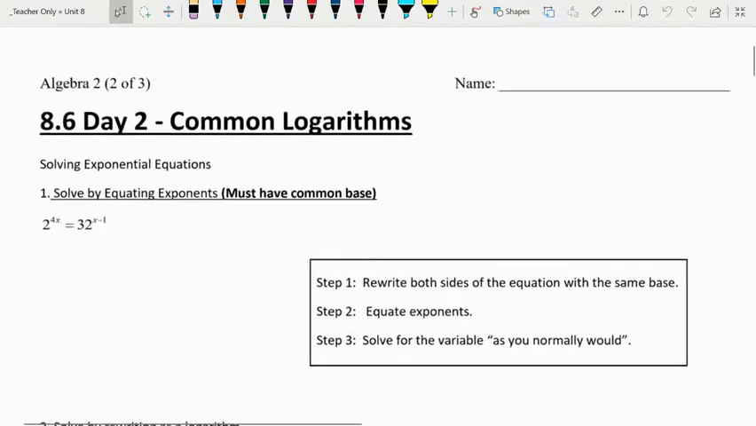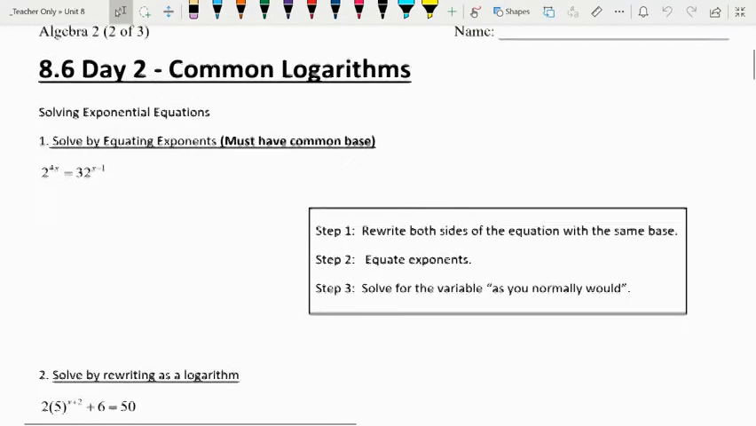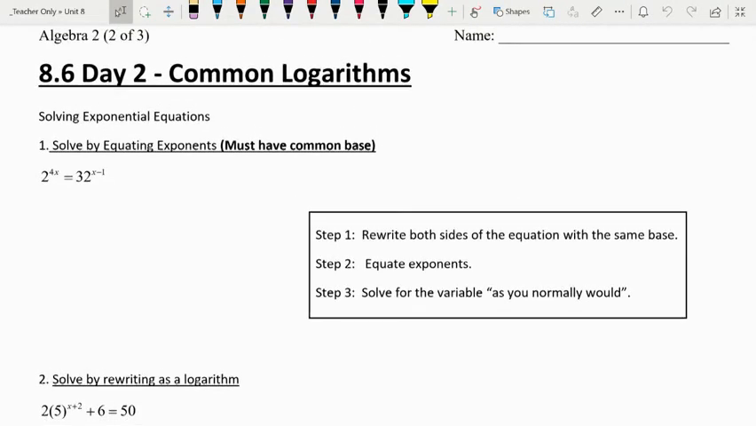For 8.6 day 2, we are going to expand on our common log knowledge, and we're actually going to use common logs, which remember are logs with the base 10. That just is written as log. You don't have to put the 10. You can if you want to, if that makes more sense to you. But we are going to use them to solve.